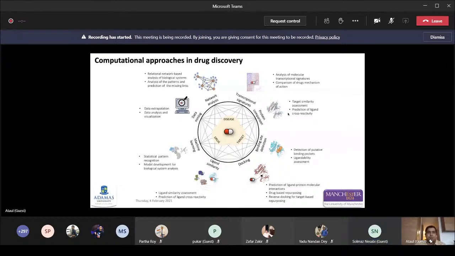What are the fields? You can use machine learning approaches, statistical pattern recognition, model development and biological system analysis, data retrieval, that is data mining, data extrapolation and data analysis. You can go for network analysis, transcriptional and protein comparison, target similarity assessment, prediction of ligand cross-reactivity, and very importantly, binding site detection, identification of the active site where my ligand, my drug, will go and bind. That is the detection of putative binding pockets, and ligandability, how potent my ligand is for a particular target, and obviously docking, protein-ligand docking, where two different molecules combine with each other. I will discuss docking in detail later today.